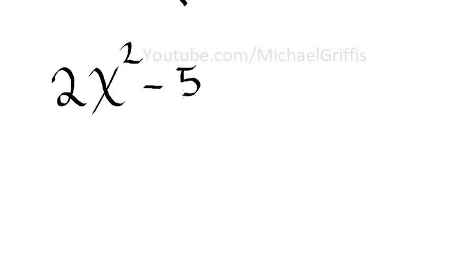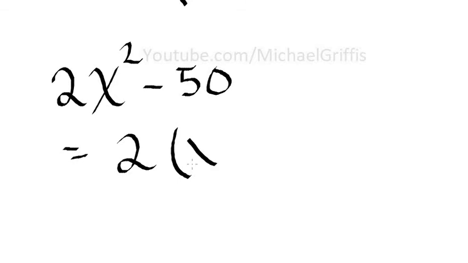Okay, this one here will be a little bit trickier. We have 2 times x squared minus 50. What should we do? Well, what I'm going to do is pull that 2 out, and we can rewrite this as x squared minus 25.